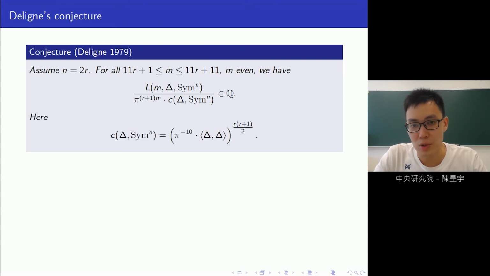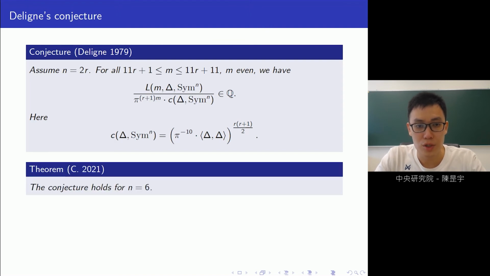Here this c(delta, Sym n) is a number explicitly defined in this way. It is equal to pi to the minus 10 times the Petersson norm of delta, raised to some integral power depending on n. Here the double bracket delta is the Petersson norm of delta. So this is just like the case of the Riemann zeta function, where now we consider the symmetric power L function.